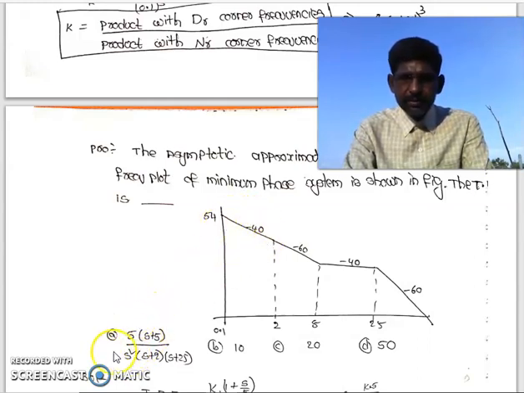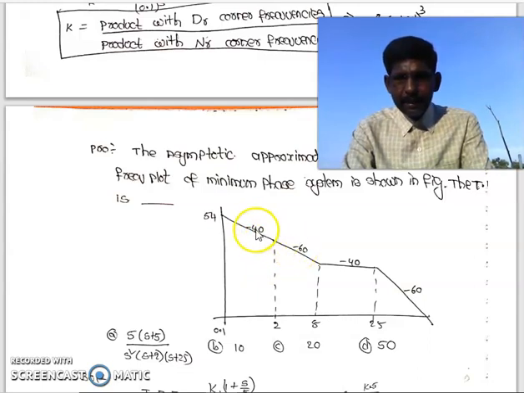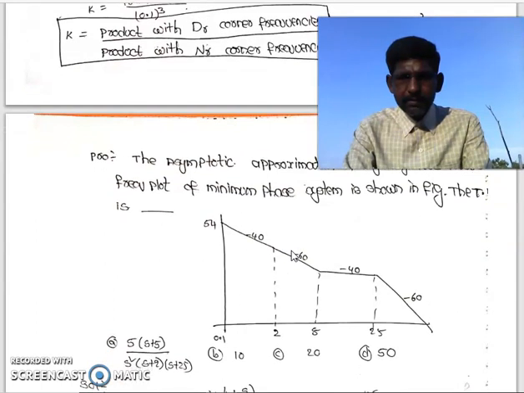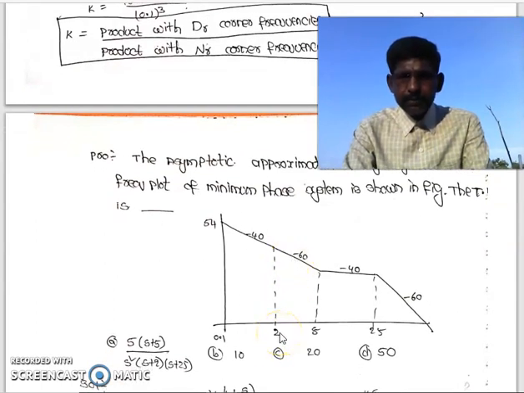If you have 0 dB, we will not get any pole or zero at the origin. Next, the corner frequency is 2. At corner frequency 2, has the slope increased or decreased? From minus 40 it has gone to minus 60. So one pole should be present at corner frequency 2. The next corner frequency is 5. The initial slope is minus 60 dB per decade. After corner frequency 5, the slope is minus 40. So a zero is present at 5. So s plus 5.